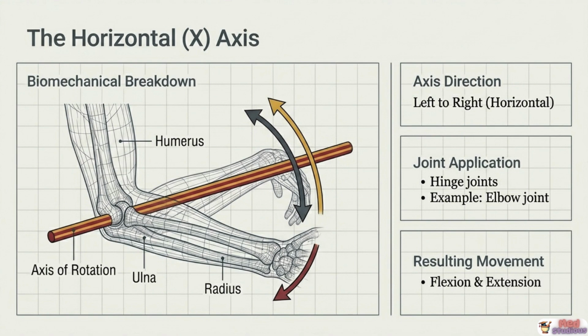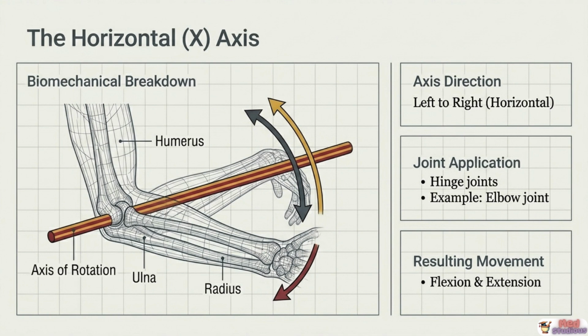The classic example shown here is the elbow joint, a hinge joint. The humerus above and the radius and ulna below pivot around this horizontal axis. The resulting movements are flexion, bending the elbow, and extension, straightening it. These are the movements that occur in the sagittal plane, around the horizontal x-axis.